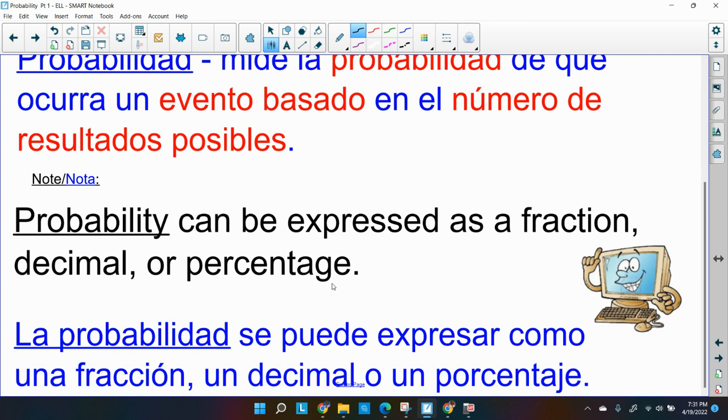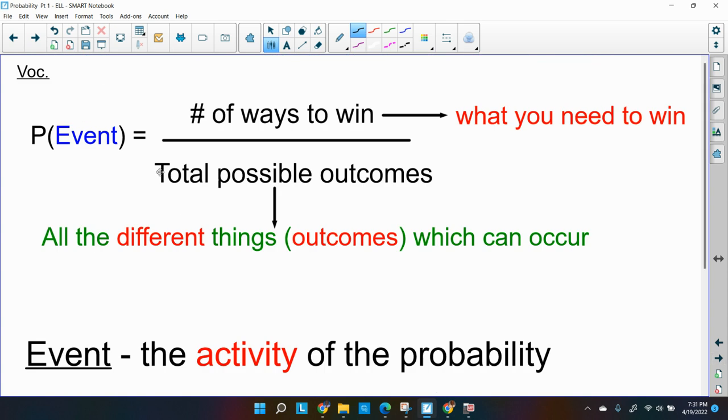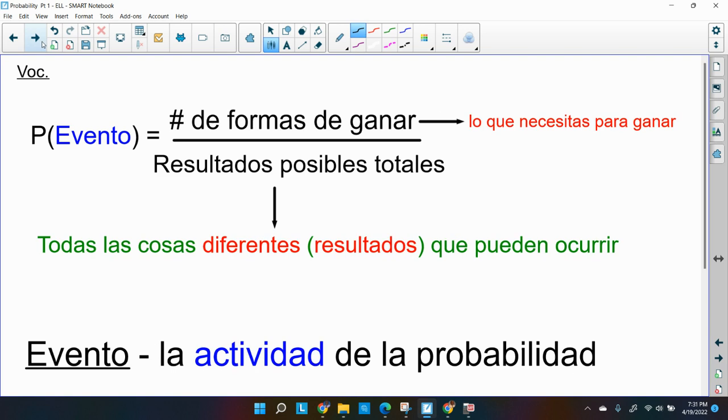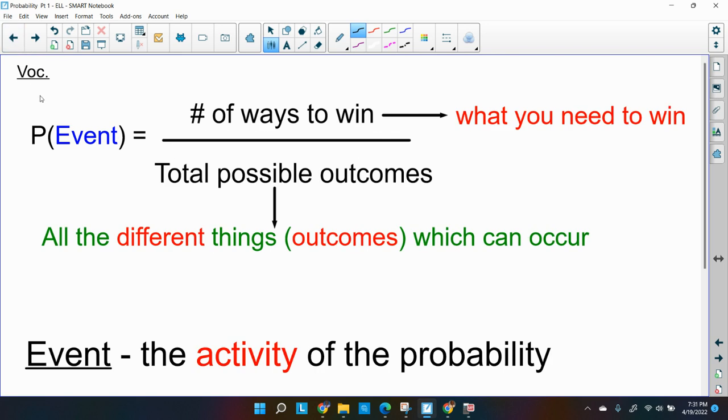Sometimes with a state test, they'll start with a fraction and it'll be a decimal or percentage. So keep in mind probability can be one of those three. Here is the formula for probability. I have it in Espanol for my ELL students, and I'll be speaking English because my Spanish is not that good.